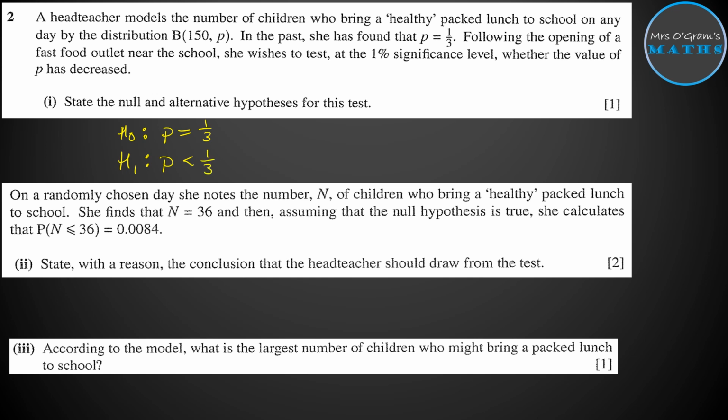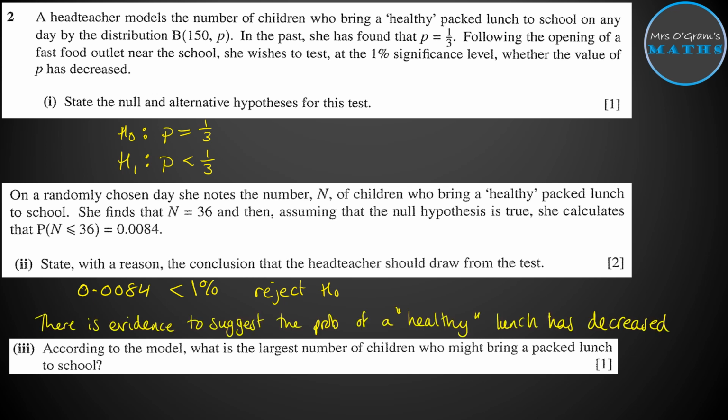The conclusion in part 2, we have that the probability of that test statistic of 36 that she measured, the probability of that is 0.0084. Now that is less than 1%. So it's less than the significance level. That means we can reject H0, the null hypothesis, and we'll put that into context to be able to make the conclusion, which is to say that there is evidence to suggest that the probability of a healthy lunch has decreased.